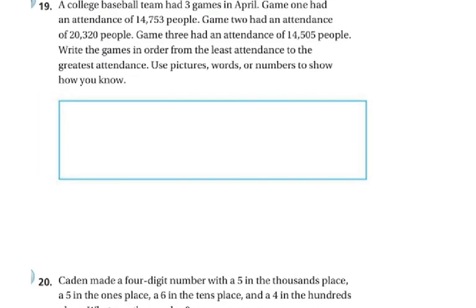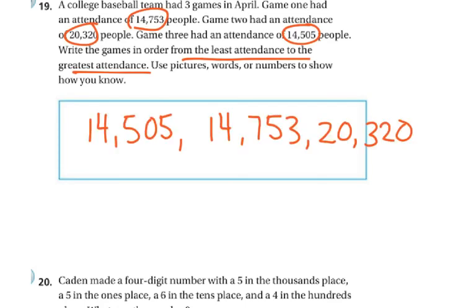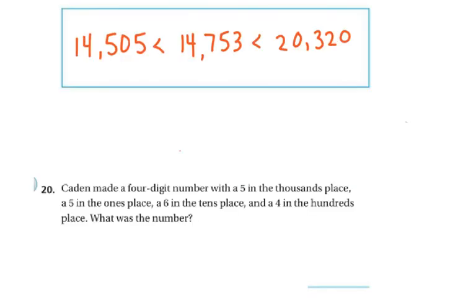So in this problem, I can't read it all because I'm running out of time, but we're basically putting the numbers in order from least to greatest. And you use place value to do that. Okay, he made a number with 5 in the ones place, 6 in the tens, 4 in the hundreds place. What is the number? There it is.